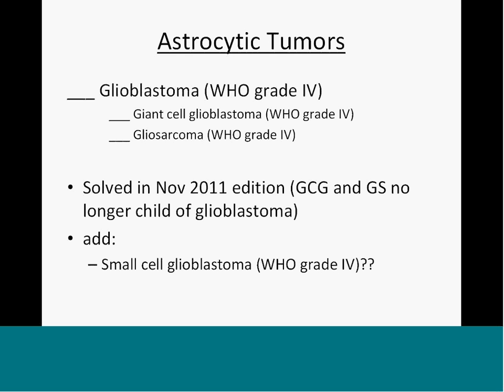This was solved in the 2011 edition of the brain spinal cord ECC from CAP by making the giant cell glioblastoma and the gliosarcoma no longer a child of glioblastoma. Basically, they're of the same line, and they can now choose between glioblastoma, giant cell glioblastoma, and gliosarcoma. However, not in our current version.